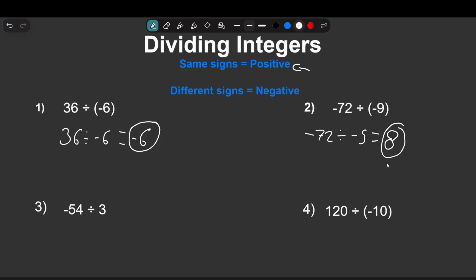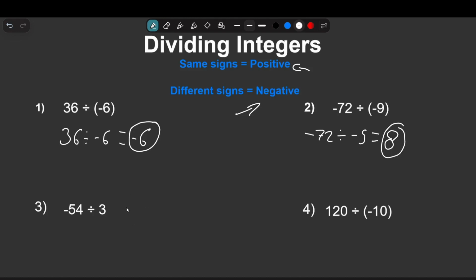Now let's go over to our third example. For our third example, we have minus 54 divided by 3. Again, the first step is to see if we have the same signs or different signs. In this case, we have different signs, and different signs means we get a negative final answer. So now we know that our answer will be a negative number. If you somehow come up with a positive end result, you will have done the problem incorrectly. So I'm going to show you another way we can do this.